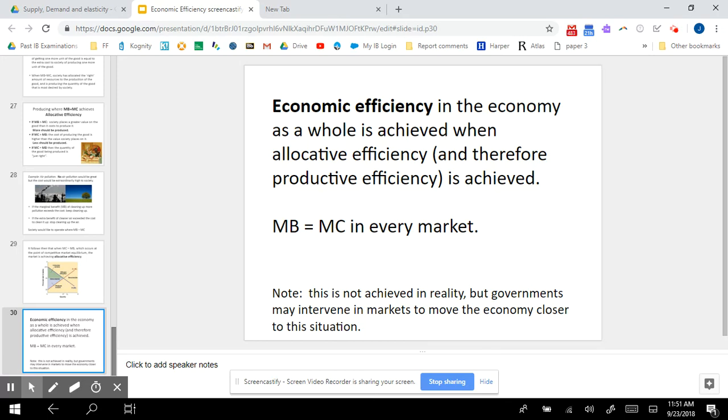And so economic efficiency in the economy as a whole is achieved when allocative efficiency, and therefore productive efficiency, is achieved. MB equals MC in every market. Marginal benefit equals marginal cost in every market. But note, this is not achieved in reality, but governments may intervene in markets to move the economy closer to this situation, and we will look at that in several lessons from now.